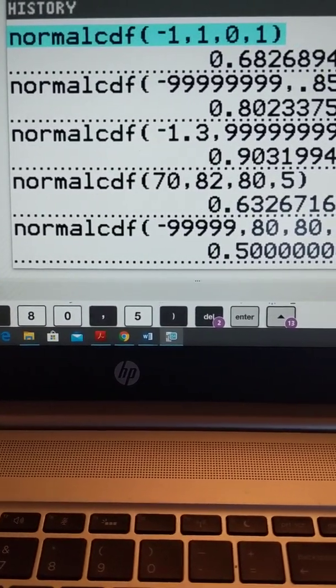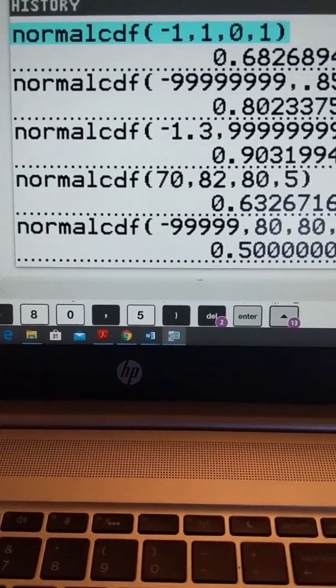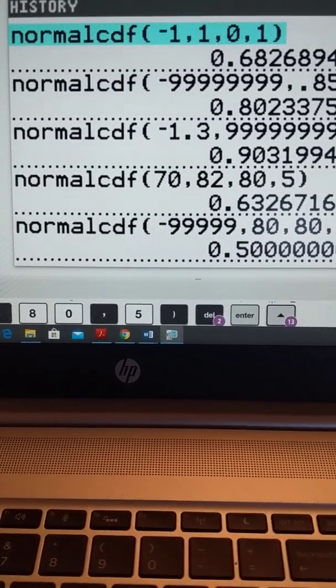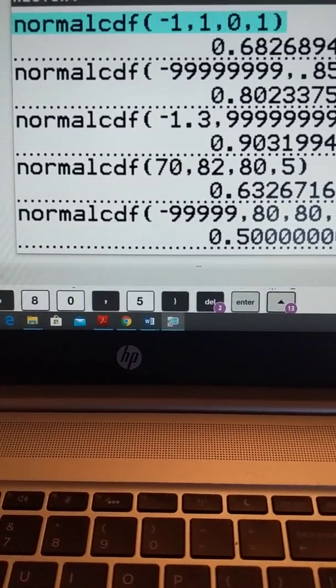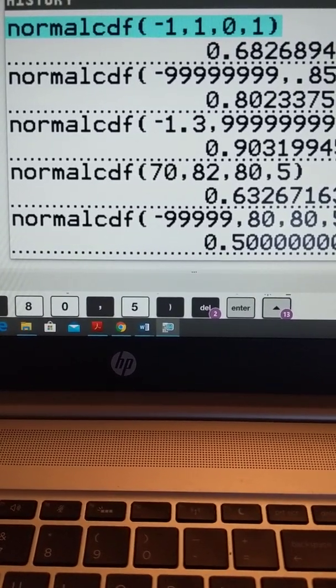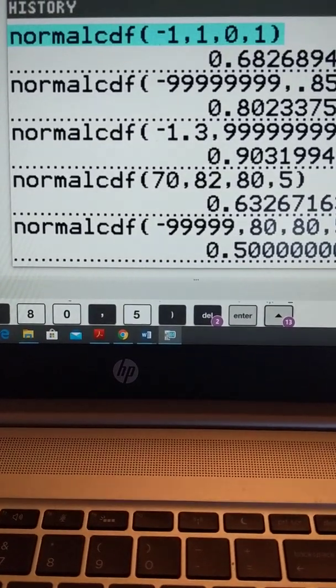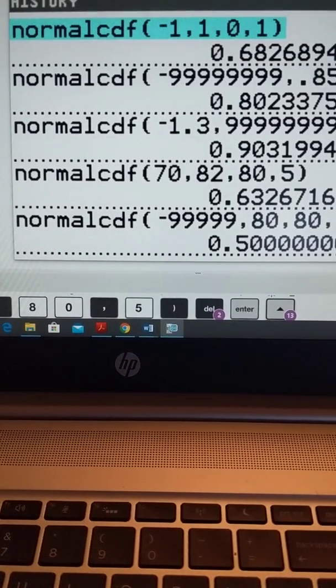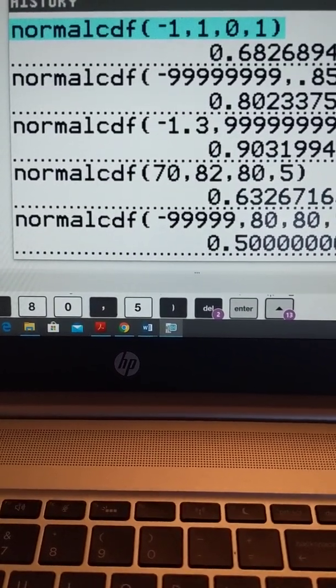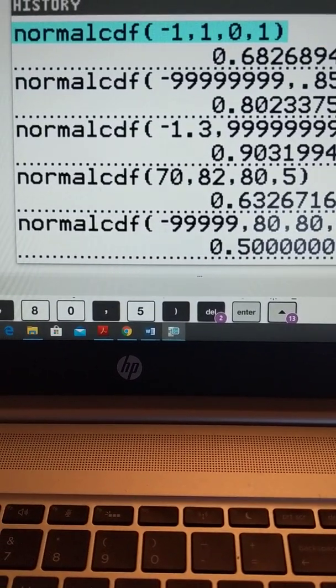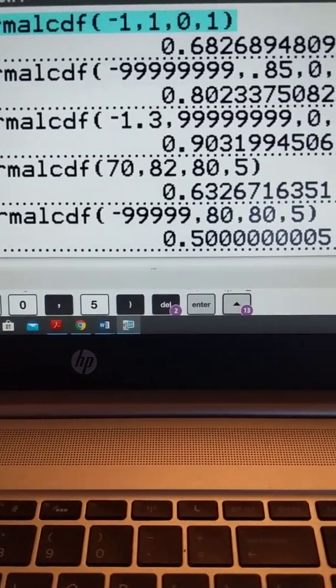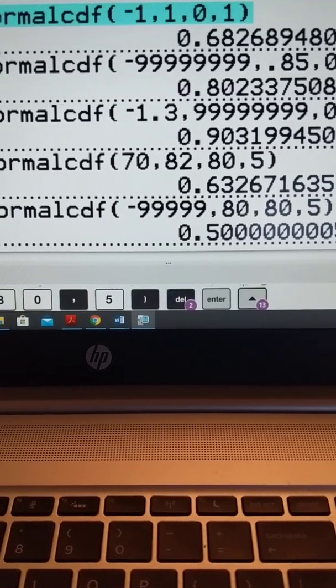Now the next one says that it was less than 85%. So that means that the highest value is 85%, the lowest value is -infinity. The calculator can't handle -infinity, so instead I put in a really big negative number. You'll see it's about -99,999,999. And when I did that, I got 80%.